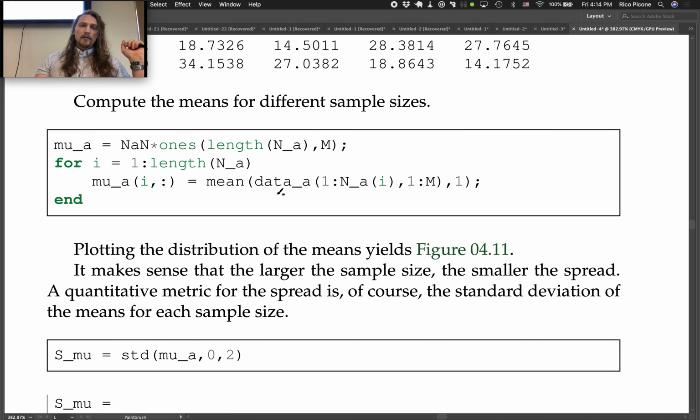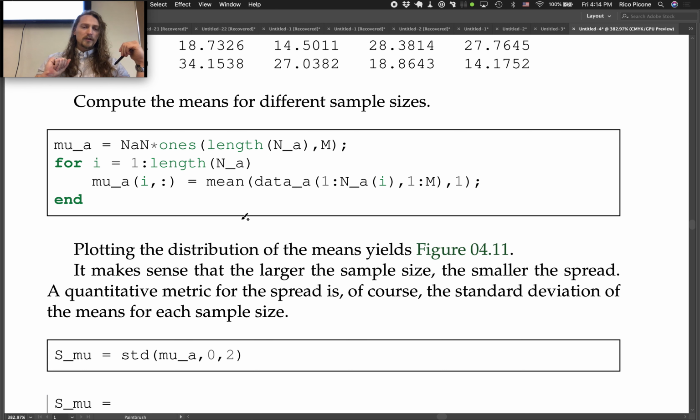So compute the means for different sample sizes. I have to do a for loop here just so that we can do the means for different sample sizes, which is a little bit of an unusual situation, but we're just trying to compare different sample sizes here. So we have to write a little for loop here.